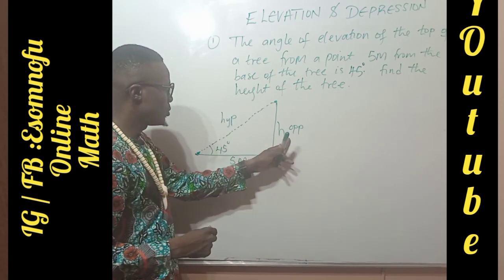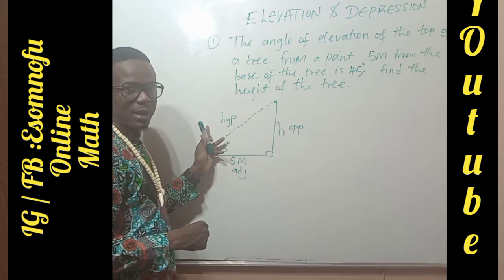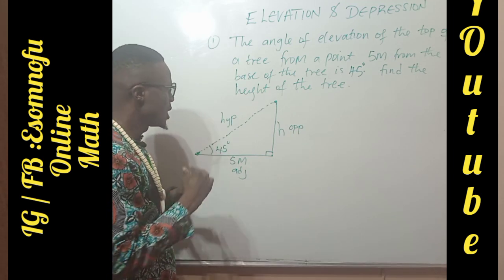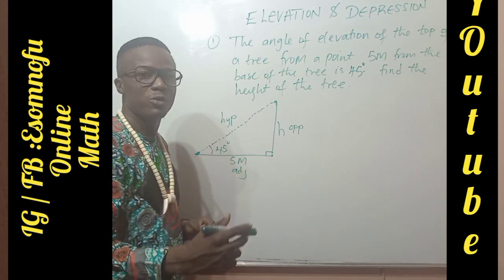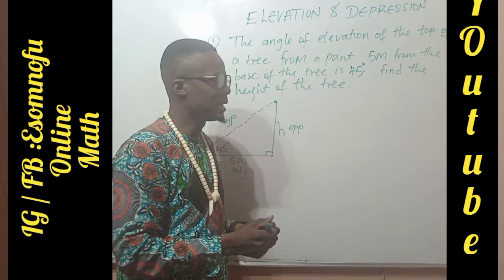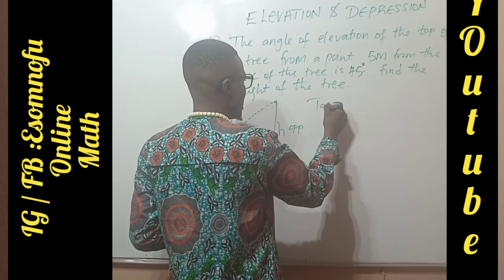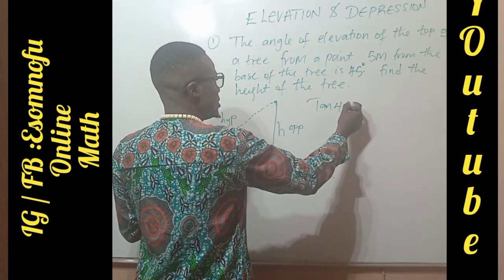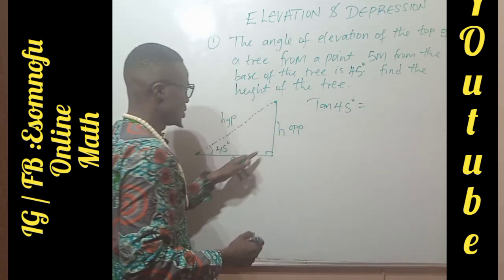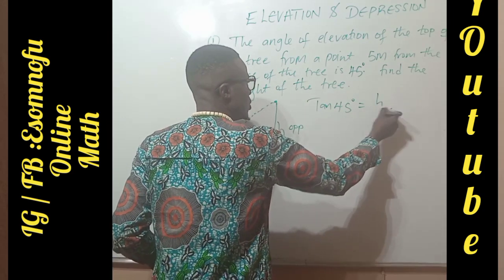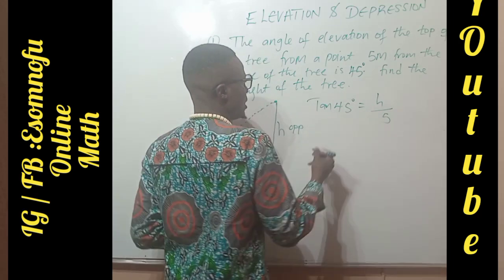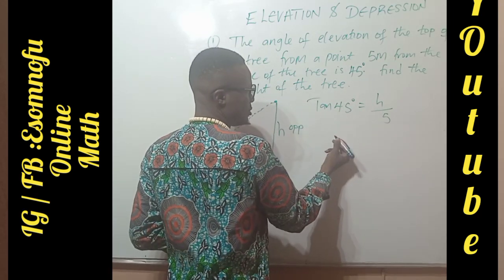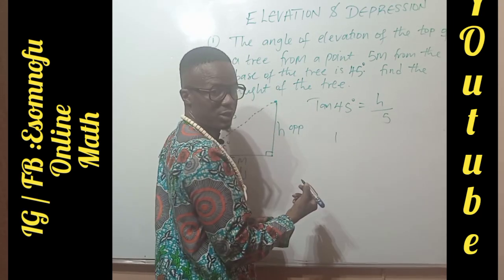So we are having opposite over adjacent. Nothing is on the hypotenuse, so the hypotenuse is useless here. So we have opposite over adjacent. And from SOHCAHTOA, opposite over adjacent is tan theta. So you now say that tan 45 degrees is equal to opposite. Our opposite is h over adjacent, which is 5. Now, what is tan 45 degrees? Tan 45 degrees, if you check your calculator, it is 1.